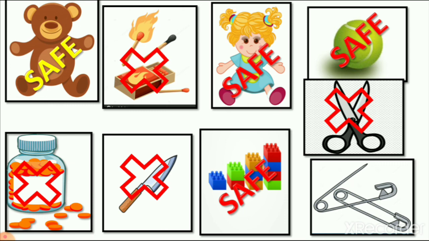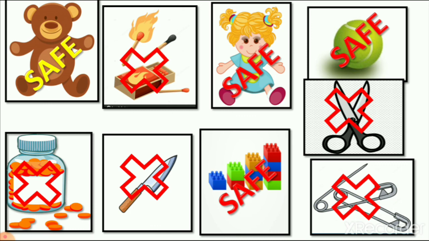The next thing is safety pin. We should not play with this safety pin. Our mother or our sister use this safety pin to tie clothes or in many ways, right? So it is dangerous because you can see the sharpness of this safety pin. If you eat this, it is dangerous for you. If you put this safety pin in your nose, it is dangerous for you. And some children put this in their ears also, right? So it is very dangerous. It is very harmful to you.